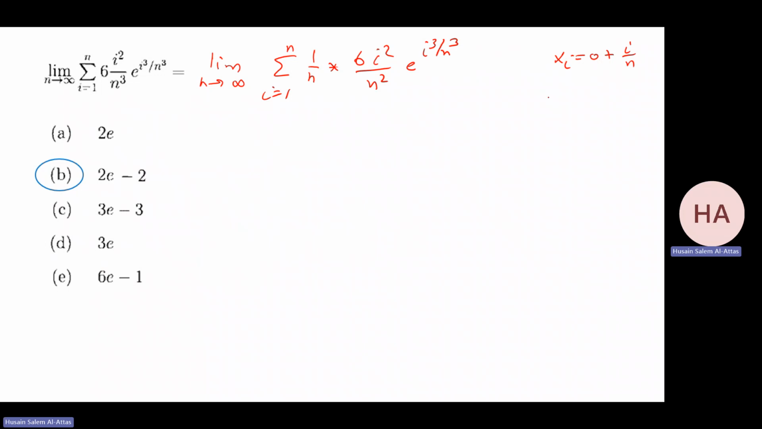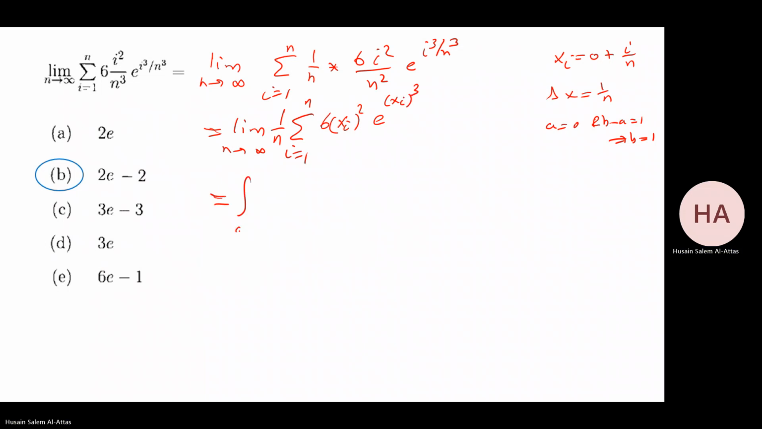Okay, and delta x, I will choose it to be 1 over n. So a equals 0 and b minus a equals 1, so b equals 1. And I can rewrite it as the limit as n goes to infinity, summation i equals 1 to n. This is delta x, I can take it out. That will be 6 xi squared e to the power xi cubed. So this is the integral from 0 to 1, 6 x squared e to the x cubed dx.